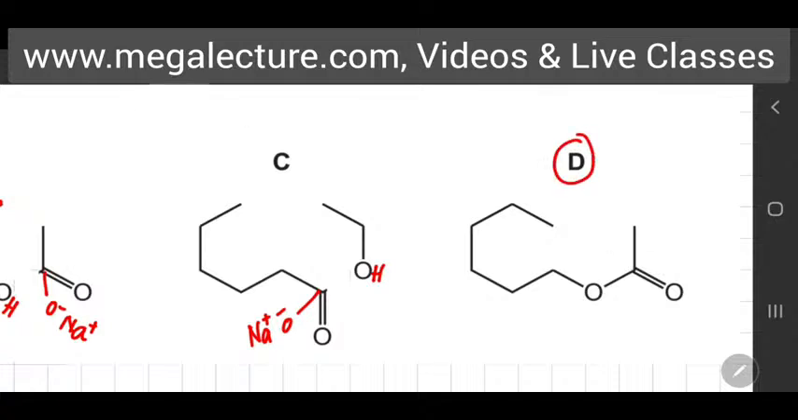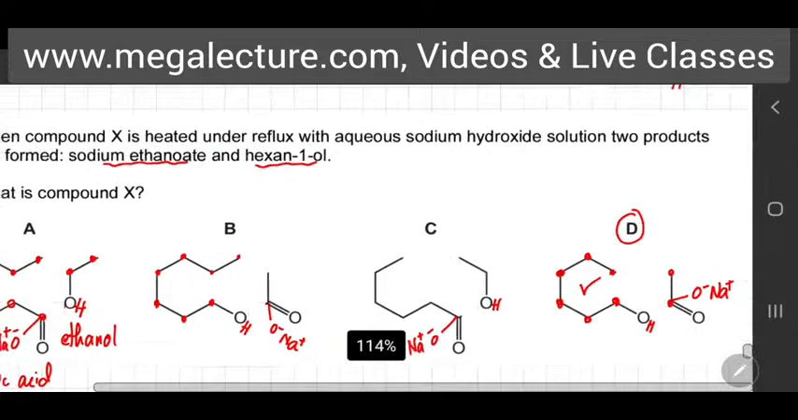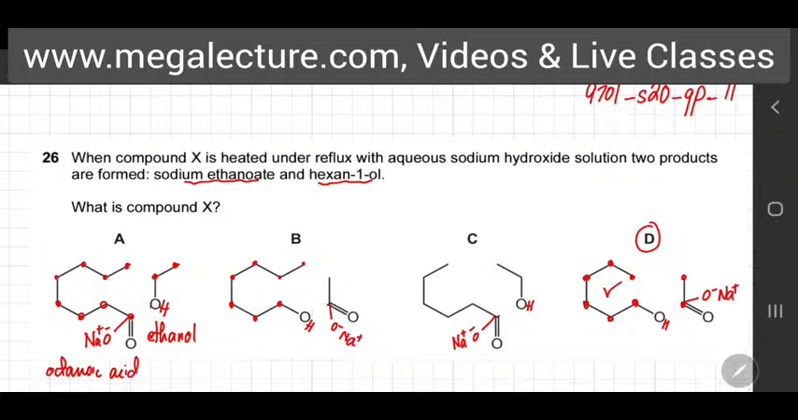The double bond, or rather the ester link, will break. This one over here will turn into an alcohol, and it should be a hexane 1-ol. It's 1, 2, 3, 4, 5, and 6. That is correct, hexanol. And this other one is going to be your ethanoic acid. There's going to be double bond OH, and that would react, so it will turn into a salt. So that's sodium ethanoate, 2 carbon atoms. This one is hexane 1-ol. So D is going to be our correct option for this question.